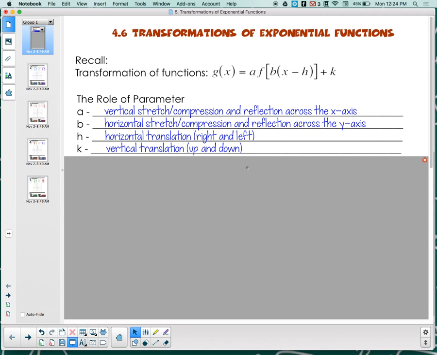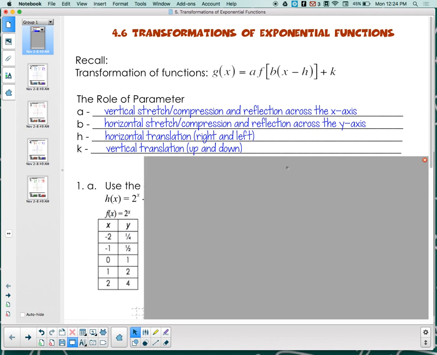I have the graph h of x is equal to 2 to the x. These are the coordinates for the parent graph. When x is negative 2, y is a quarter. When x is negative 1, y is a half. 0 is 1, 1 is 2, 2 is 4.